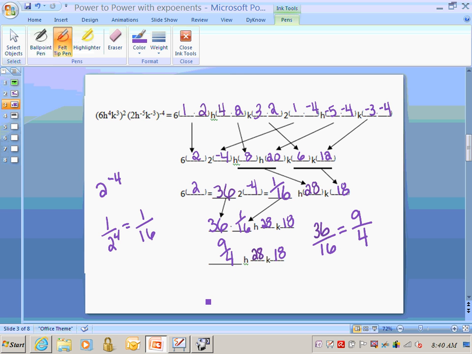H to the 28th, K to the 18th. Or we could write it 9 H to the 28th, K to the 18th, all over 4. That's the other way we could write it. But this answer and this answer are the same. Does that make sense?